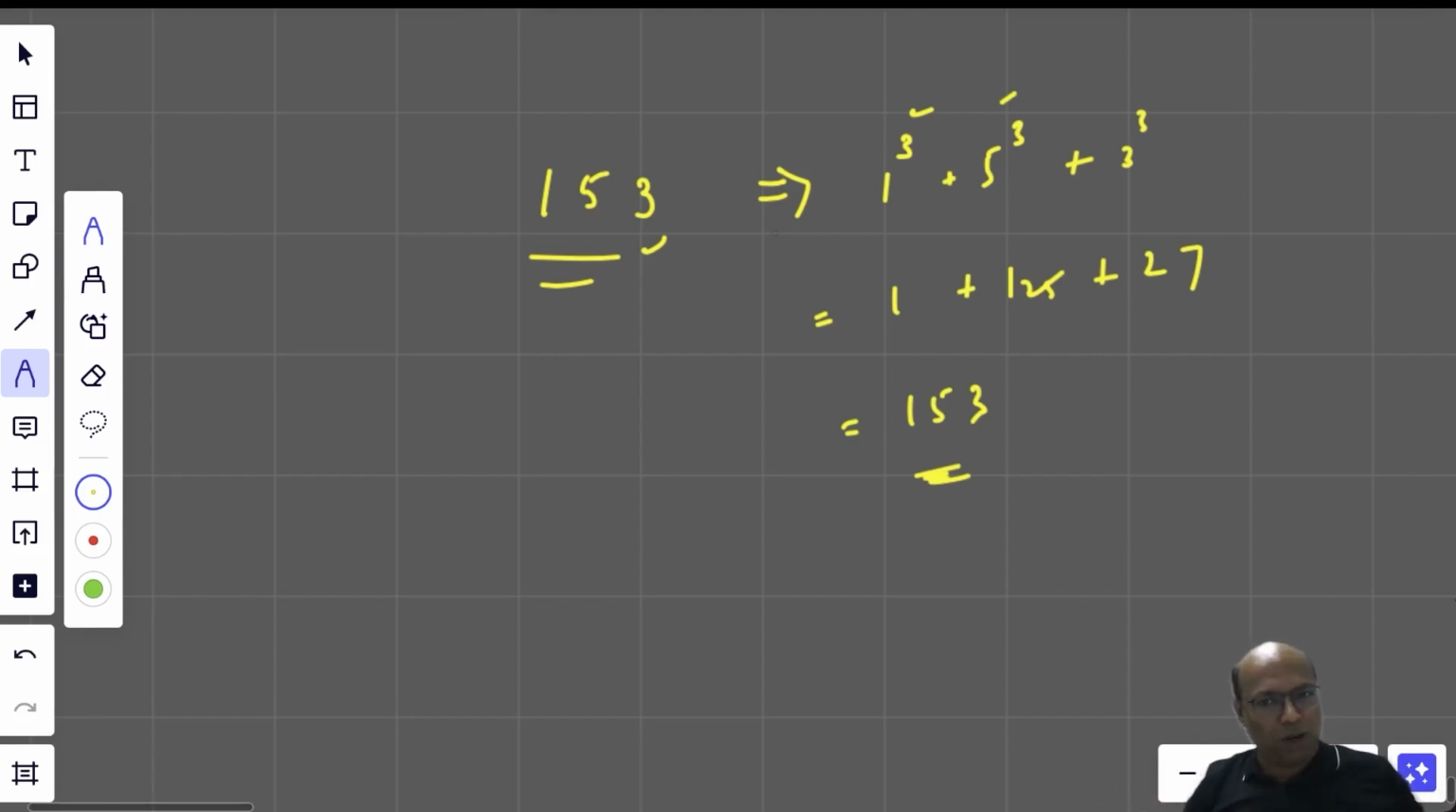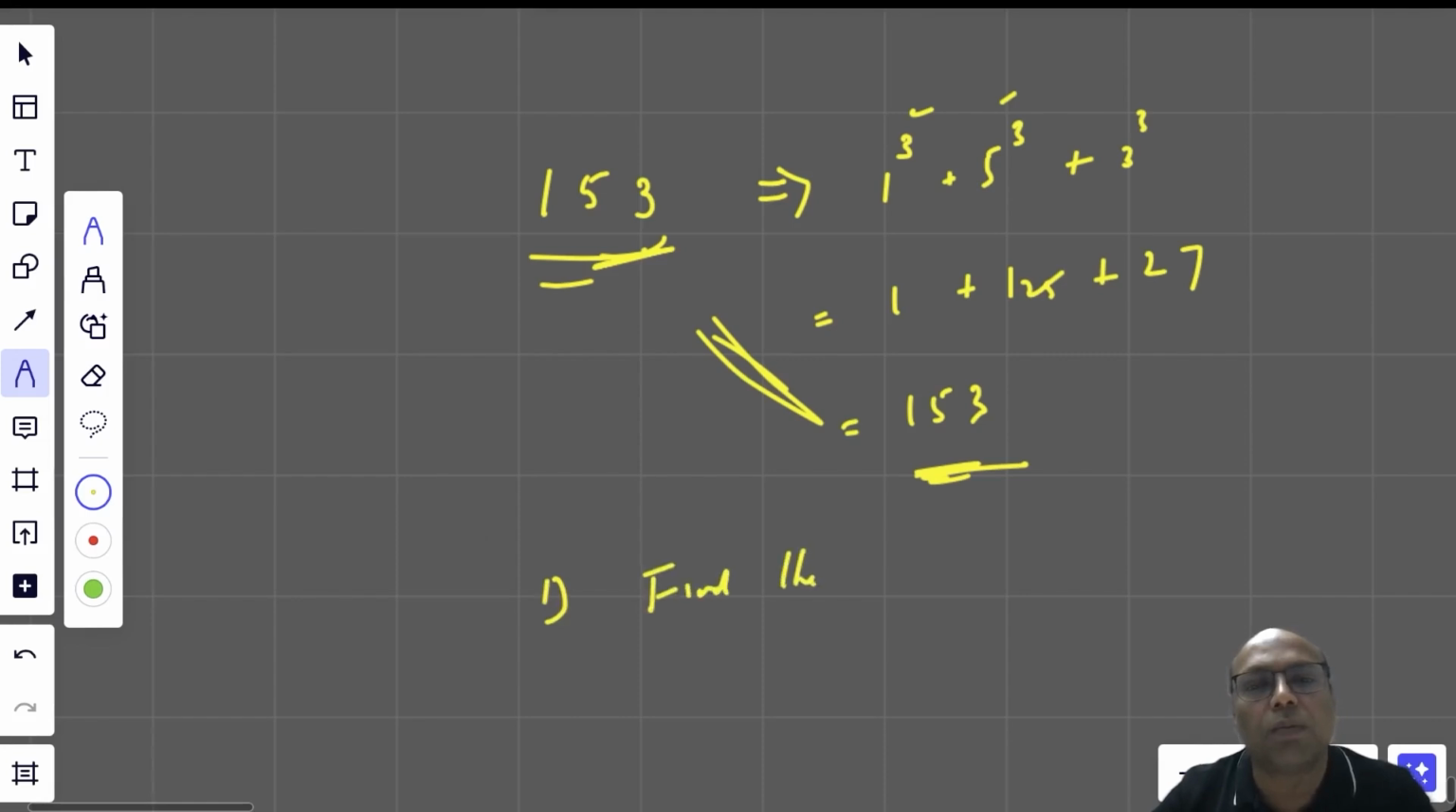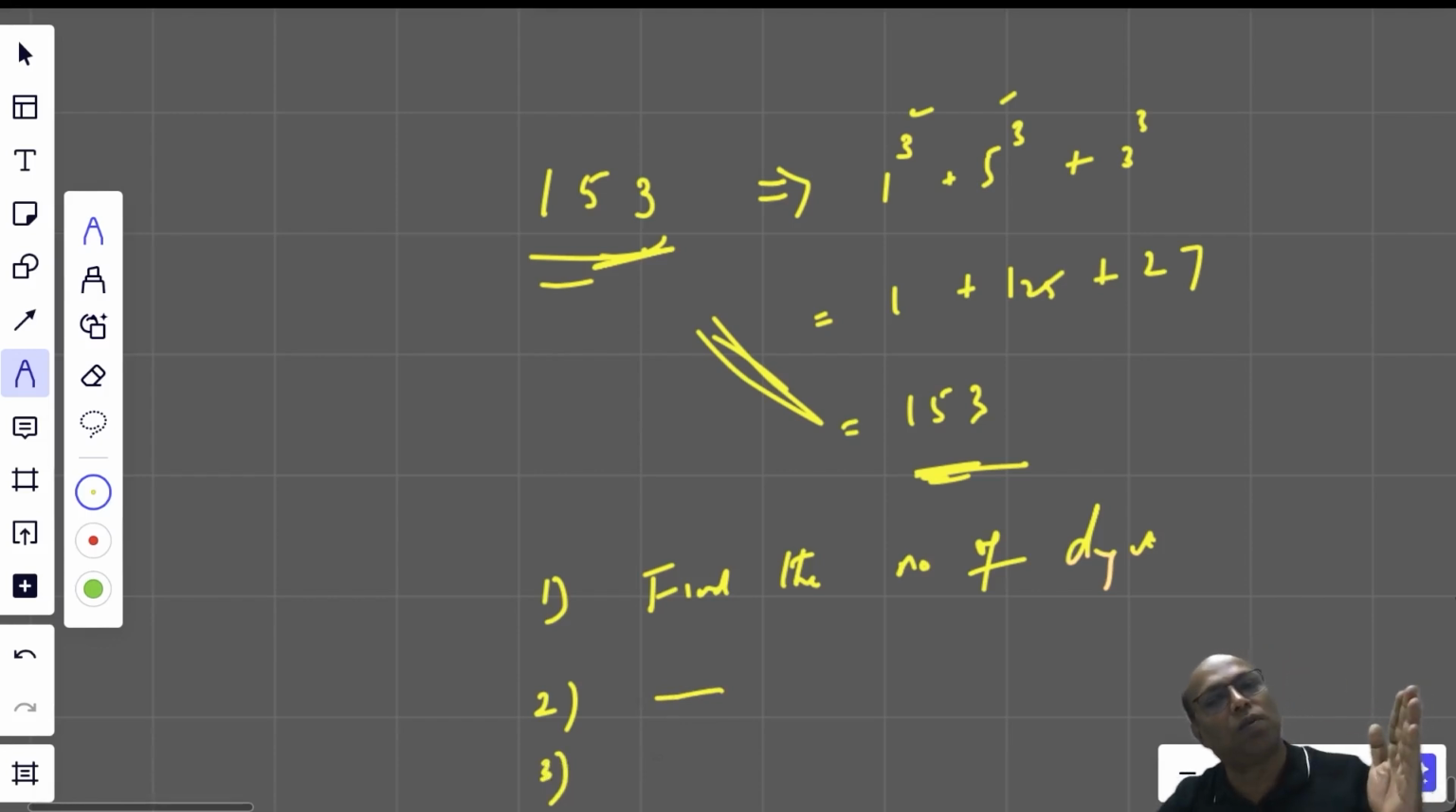When can I say it's an Armstrong number? When I compare the original number with the sum, both must be the same, then it's an Armstrong number. Got it? Therefore, what is your first step? Find the number of digits. Second, what should I do? Take out one digit, raise to that power, and find the summation of this. Third step: I need to compare the original number with the summation. If both are equal, I'll say it's an Armstrong number. Otherwise, I'm going to say it is not an Armstrong number.